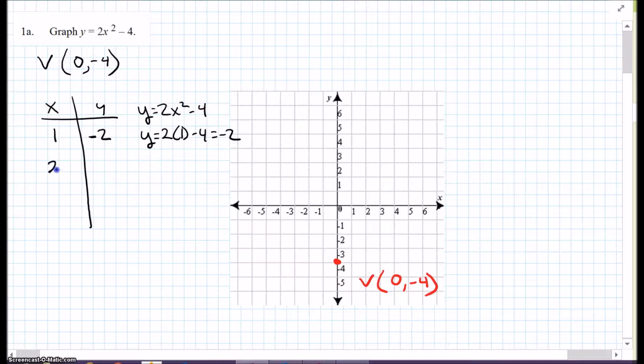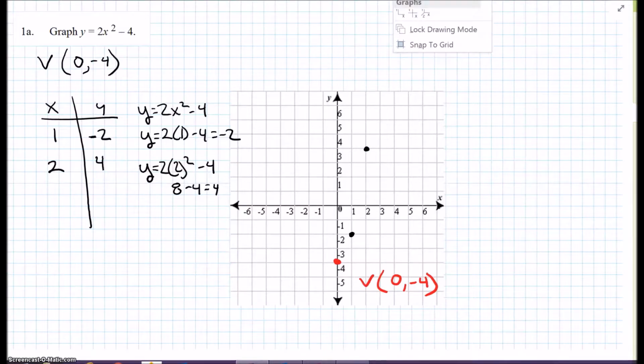Now I'm going to choose x equals 2. So again, I'm going to go back to the base equation. Y equals 2 times 2 squared minus 4. Well, 2 squared is 4 times 2 is 8. So that would be 8 minus 4, which would be 4. Okay, so now I have two ordered pairs I can plot. The first one is x equals 1, y is negative 2. The second one is x equals 2, y equals 4.